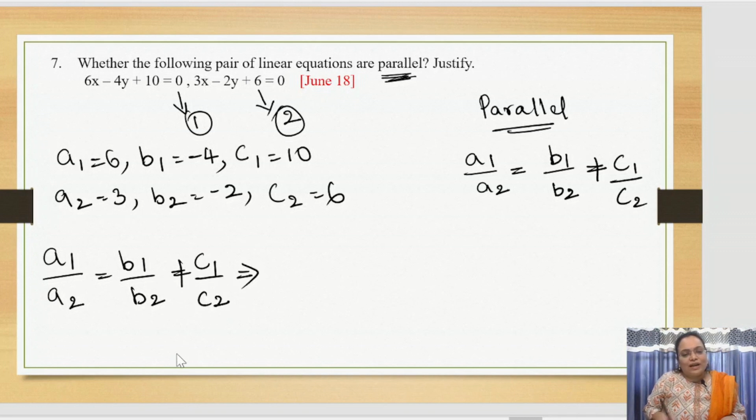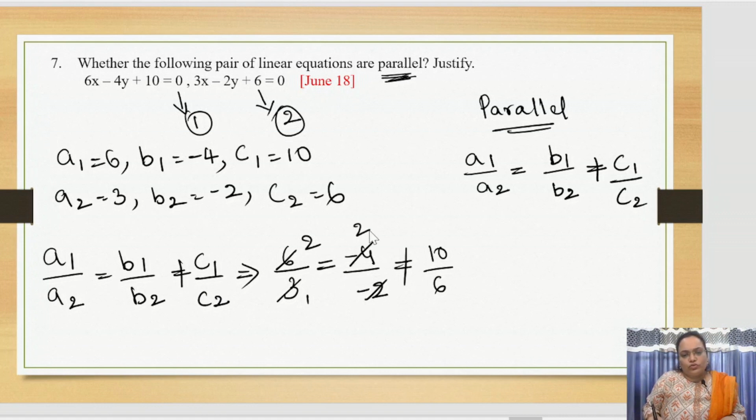Now, substitute the values. A1 by A2 is 6 by 3, which equals B1 by B2, which is minus 4 by minus 2, and this is not equal to C1 by C2, which is 10 by 6. So this is 3 ones and 3 twos. This is 1 and 2. This is 3 and 5. Okay, we have got 2 is equal to 2 is not equal to 5 by 3.